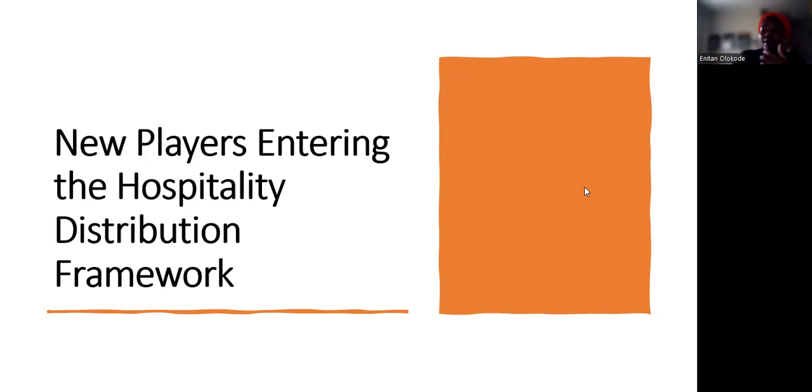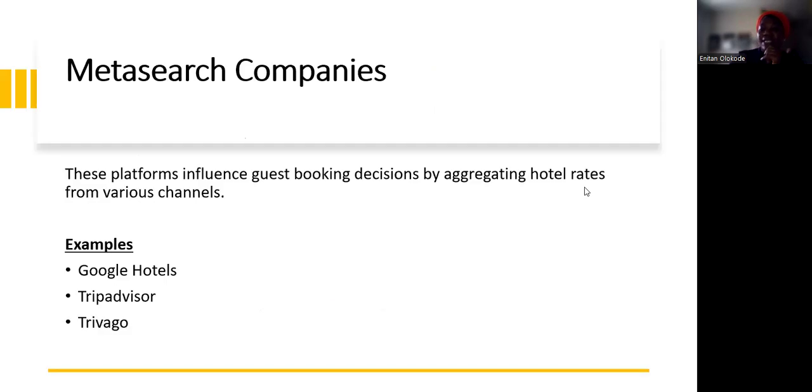And some of these players include the fintech providers, our social commerce platforms, our metasearch companies, the revenue management technology firms, and so much more. And each of them has a unique capability of reshaping our consumer behavior and competitive dynamics. So let's dive into it proper. Let's start with our metasearch companies.